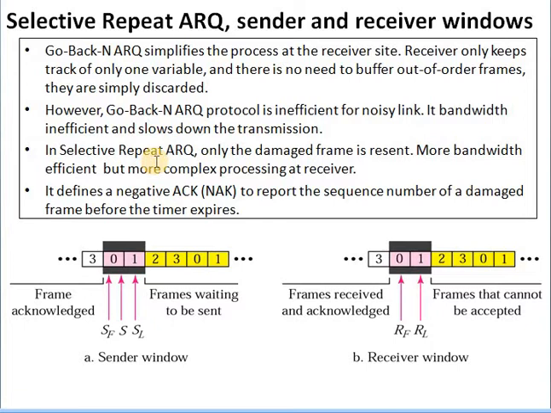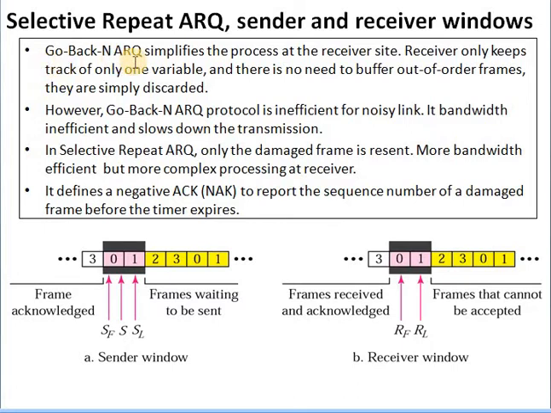But in selective repeat ARQ, only damaged frames are resent, which is more bandwidth efficient, but it needs more complex processing at the receiver. Here in the selective repeat protocol, the damaged frame is resent, so it is more bandwidth efficient, but it is more complex processing at the receiver side.